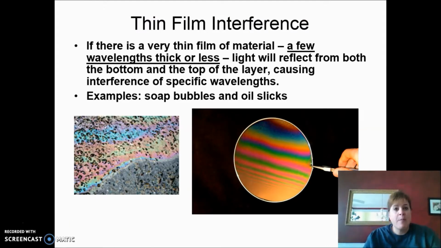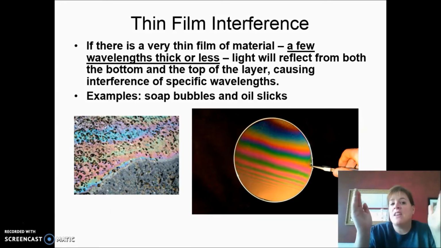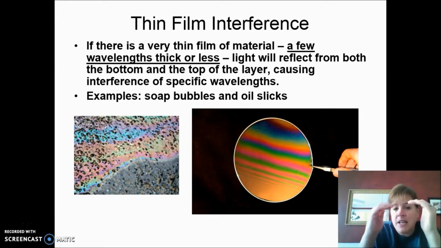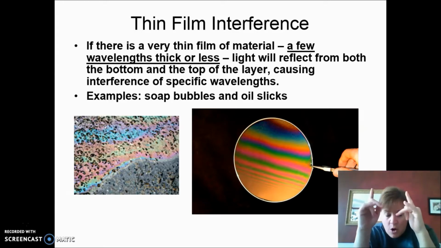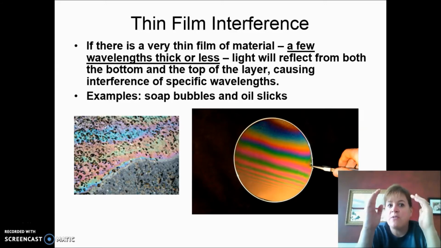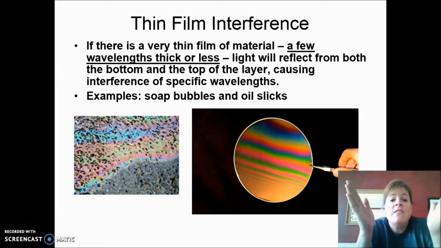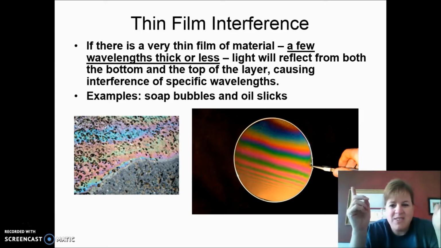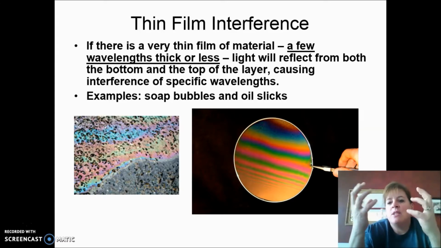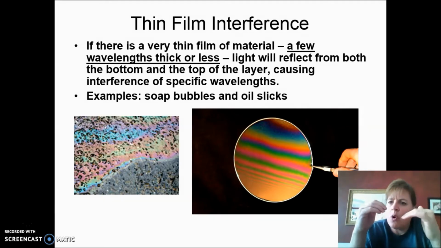Now, in order for this to happen, that film, like the glass, would have to be very, very thin. So a few wavelengths thick or less, and we're talking about in the nanometer range. So light will reflect from both the bottom and the top layer, and when it comes out, we get this interference. But like I said, it has to be very, very thin, because if it's not, then the second reflected wave isn't going to have enough intensity to interfere, because remember, some of it's going to get absorbed by that higher density medium.